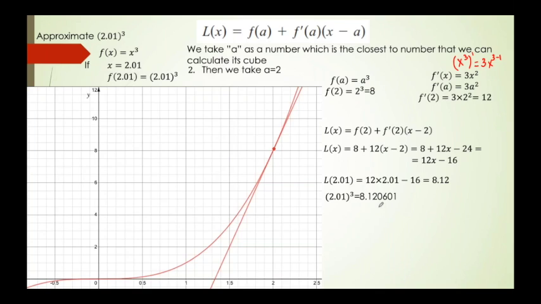And if you look at the graph, here we will see this is our x cubed function, and this line is our y equals L of x equals 12x minus 16 function. And we can see that around 2, both functions get approximately the same value. So therefore 2.01 cubed is approximately close to the value of that function.